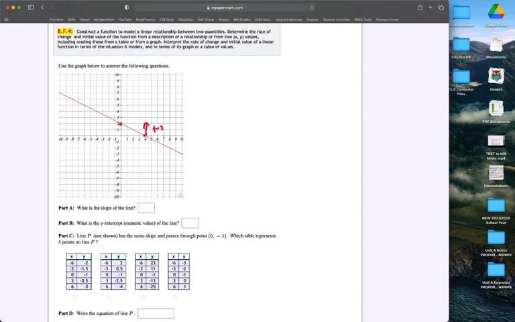So we are rising 2 because we're going in the upward direction, but we are running a negative value because we are going to the left. So we can see that our rise over our run simplifies to negative 1/2. So we have a slope of negative 1/2.